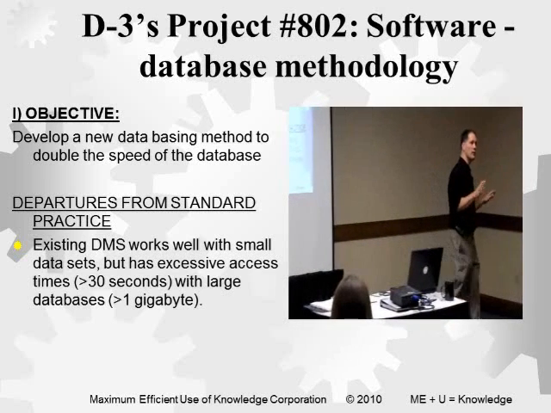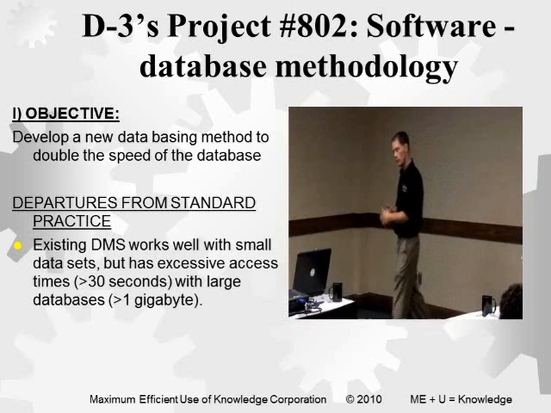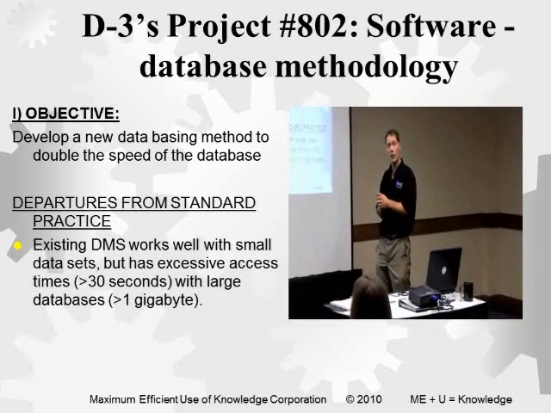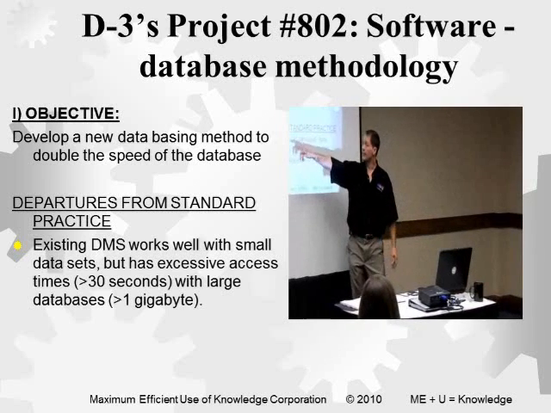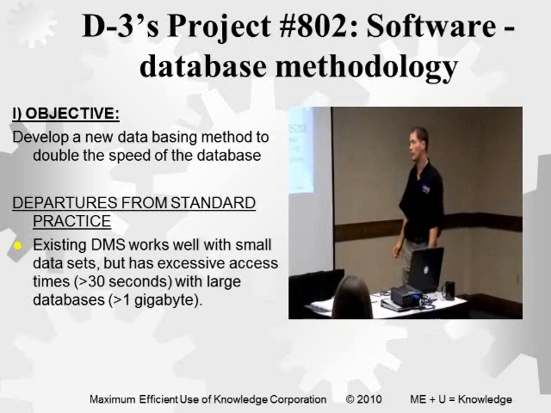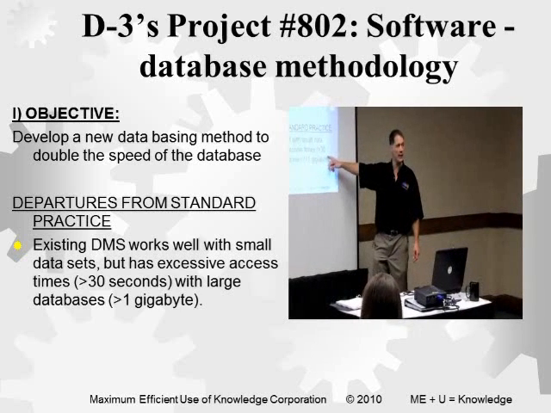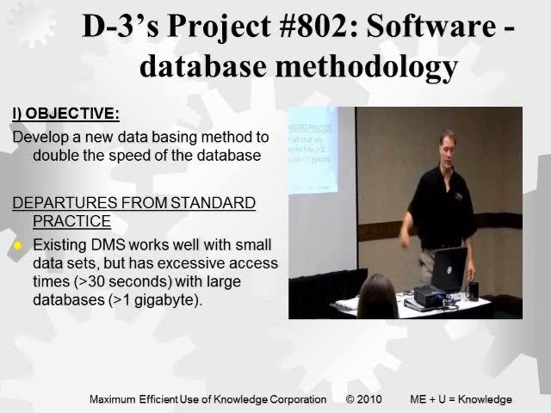They're not even a software development company. They hire a subcontractor, in this case, to develop software for them. So it's an interesting illustration of how it really works in reality, particularly in software, where often the expert or the developer is hired as a third party or a subcontractor. What we're told is they have an existing database management system that works well with small data sets, which ideally we would quantify, but has excessive access times, which I quantify here, greater than 30 seconds on large databases, greater than 1 gigabyte. The objective is to develop a new method to double the speed of the queries.